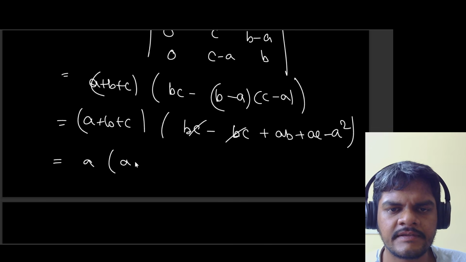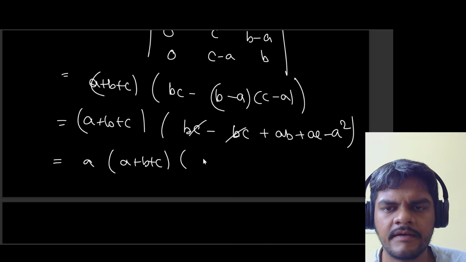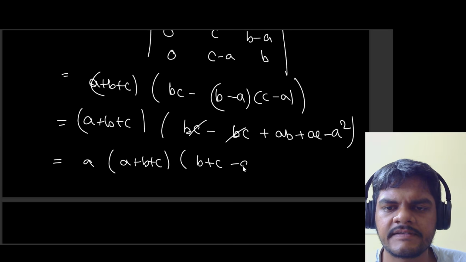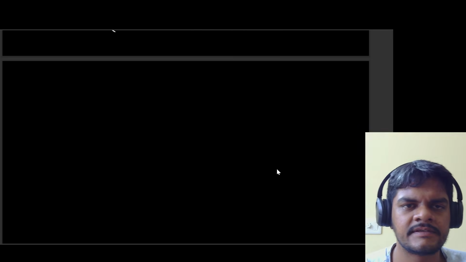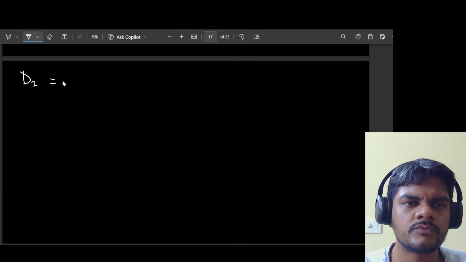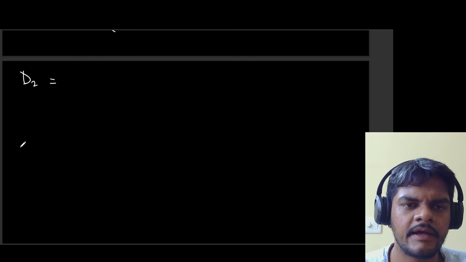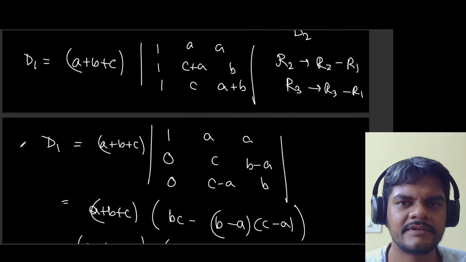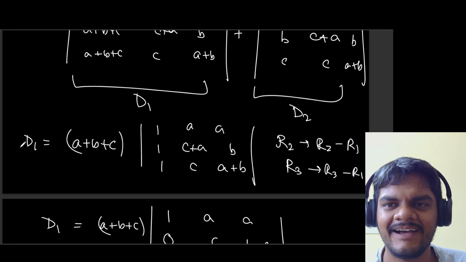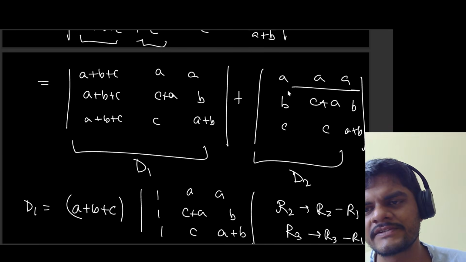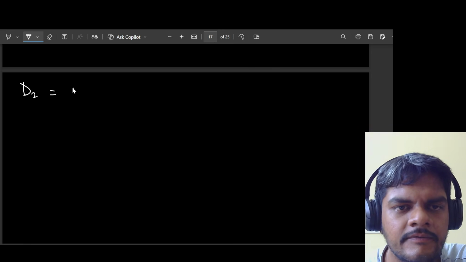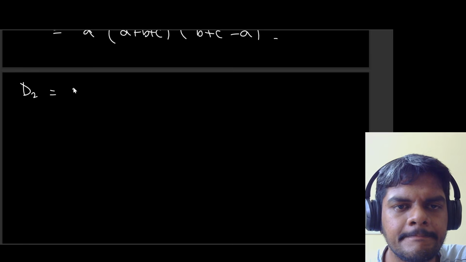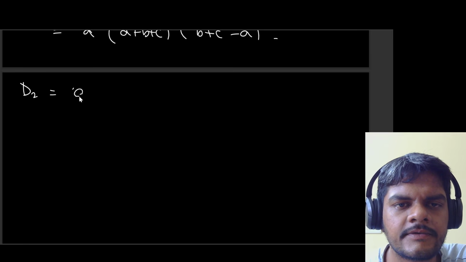This can be written as A plus B plus C into B plus C minus A. All right, fine. This is determinant one. What is determinant two? If you see, I can take the first row A common. So I'll do that very simply. First row A, so I'll take A common.